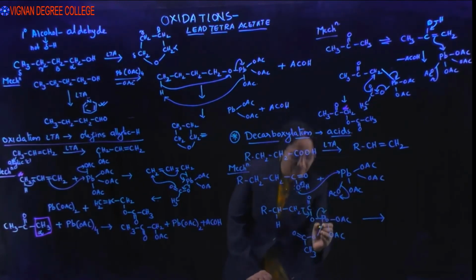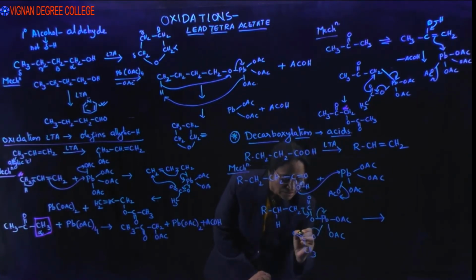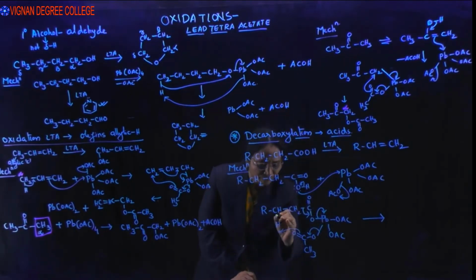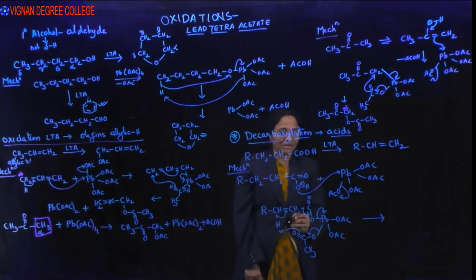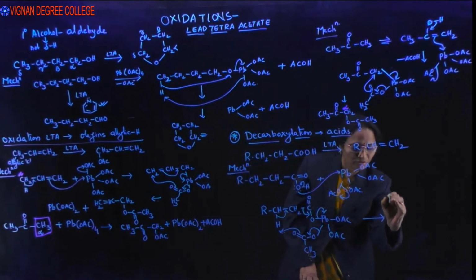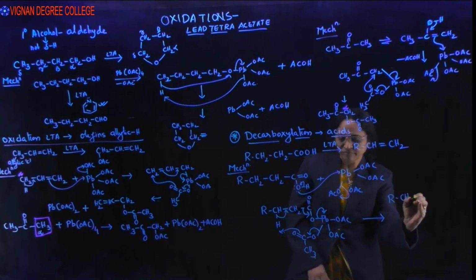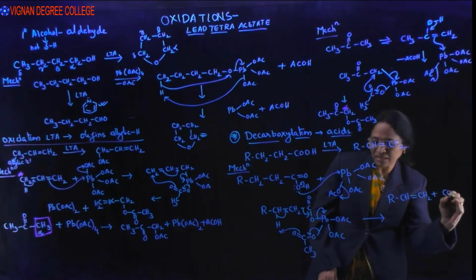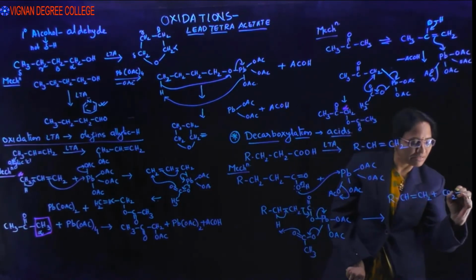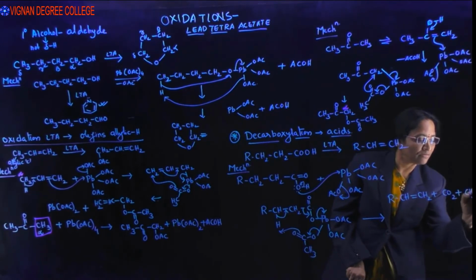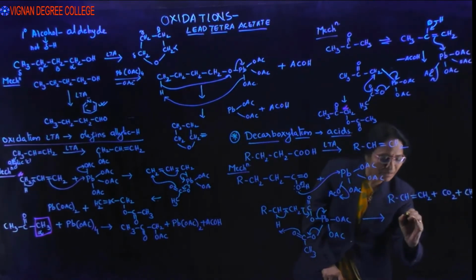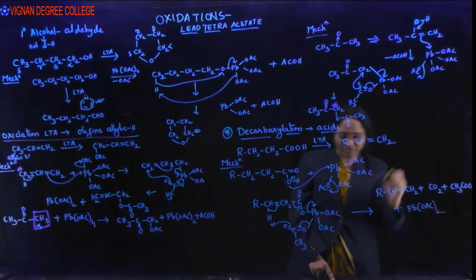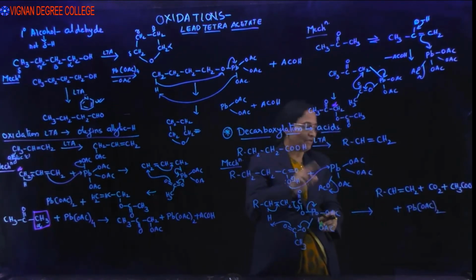This is lead tetraacetate which is being formed. This is abstracting the hydrogen from the beta carbon atom with the formation of carbon-carbon double bond, leading to the formation of an olefin plus carbon dioxide plus acetic acid plus lead diacetate as the product. So in this way it undergoes oxidative decarboxylation.